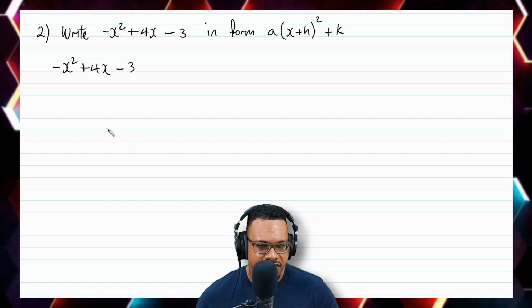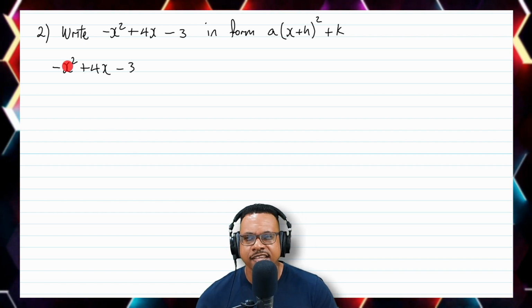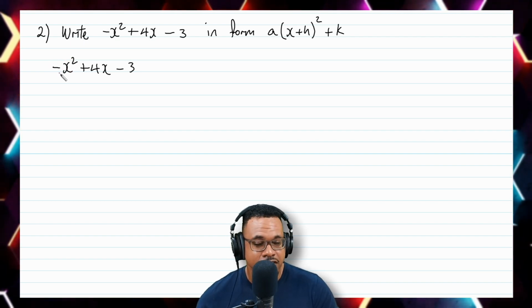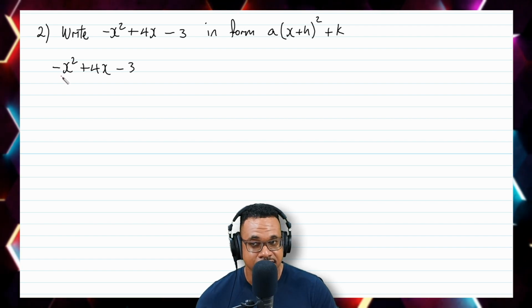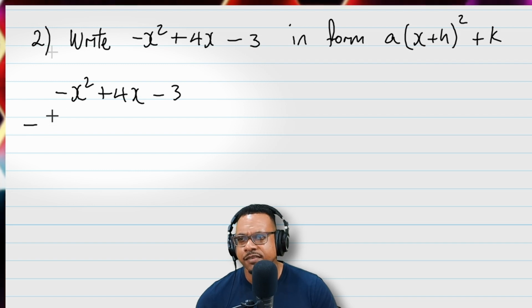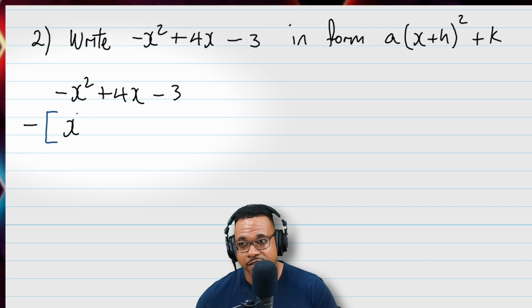Now, before I can use the method that I showed you in the last question, I'll have to get x squared by itself, meaning I need to get rid of this negative sign in front of the x squared. So how do I do that? I do that by factorizing. So I'm going to factor out the negative sign. I'm going to put the negative sign, open brackets, and then say negative x squared divided by negative sign, which will give positive x squared, positive 4x divided by this negative sign, which will give negative 4x, and then negative 3 divided by this negative sign, which will give us positive 3. And now I close the brackets.